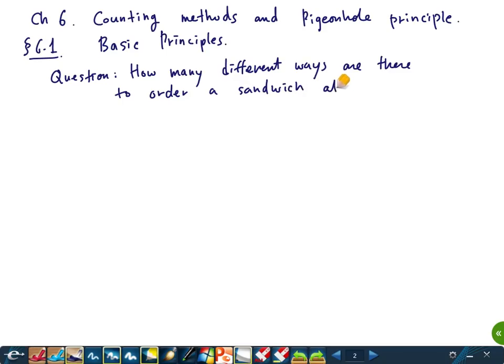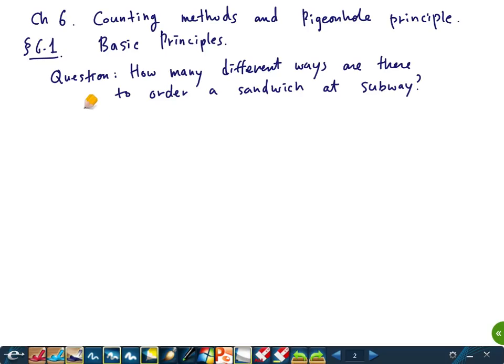at Subway? Do you know we have a Subway store in this campus, right? Yeah, I often go there. Today, as a matter of fact, I went there and then got a sandwich. So how many different ways are there to order a sandwich there? So have you been there or tried ordering a sandwich?